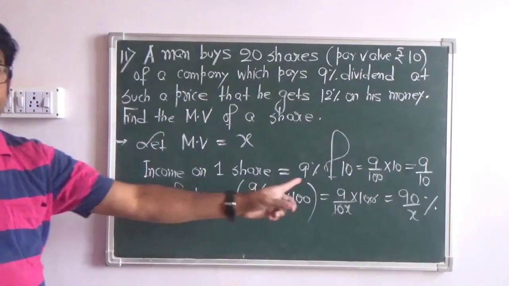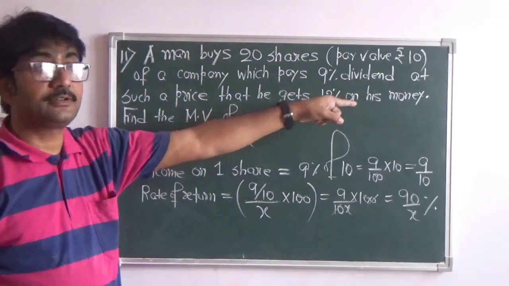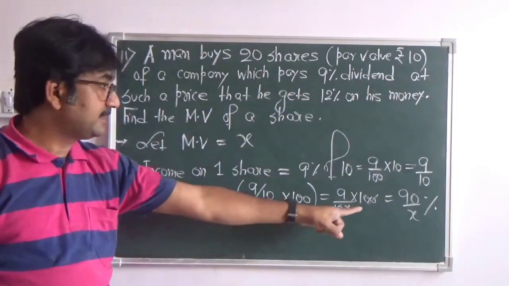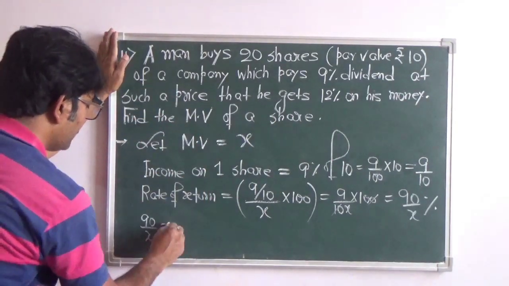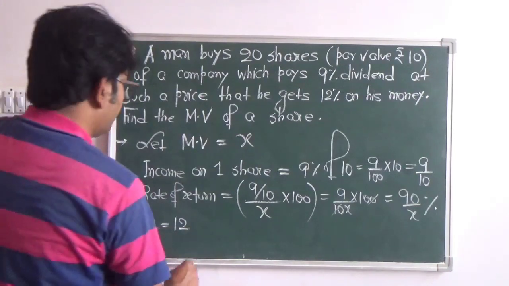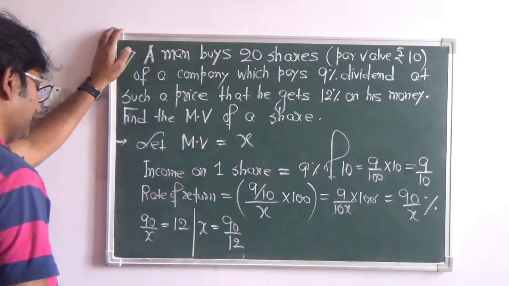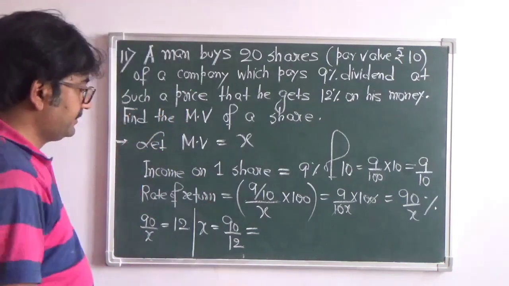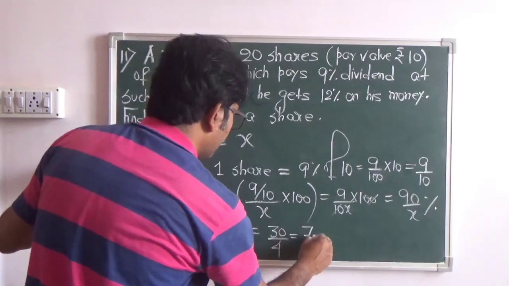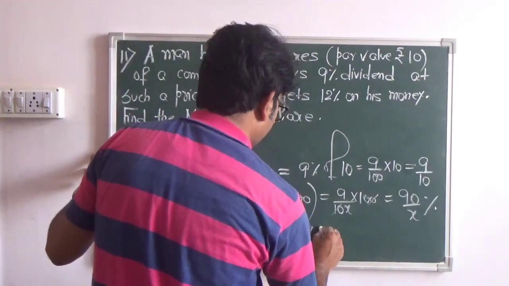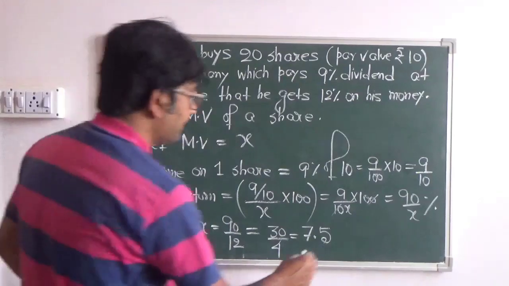So the rate of return is 90 by x percent, which is given in the question that he gets 12% on his money. That is, the rate of return is 12%. So the rate of return is 90 by x percent. If you compare these two, then 90 by x is equal to 12. So we get x equal to 90 by 12, which is ₹7.5. So the market value is 7.50.